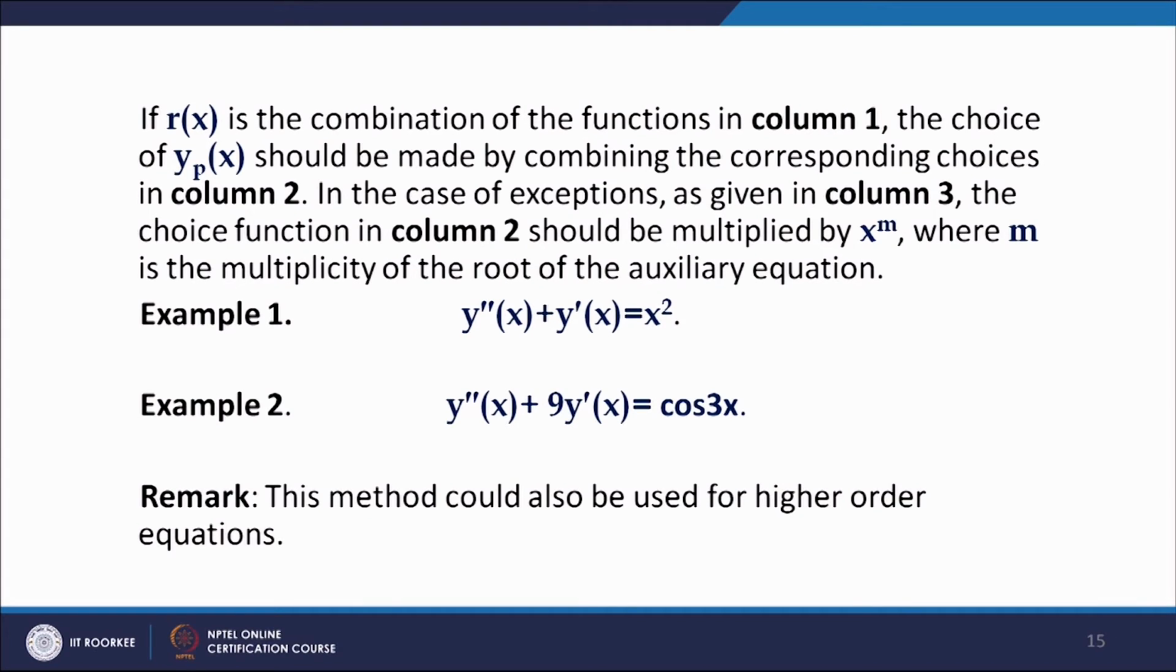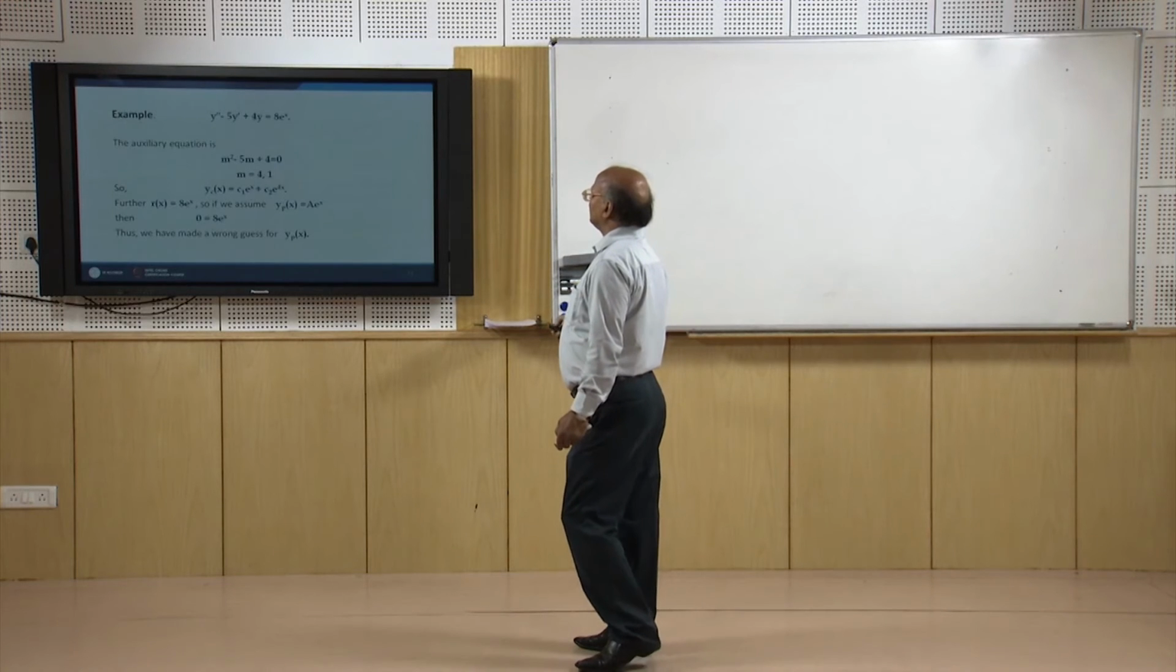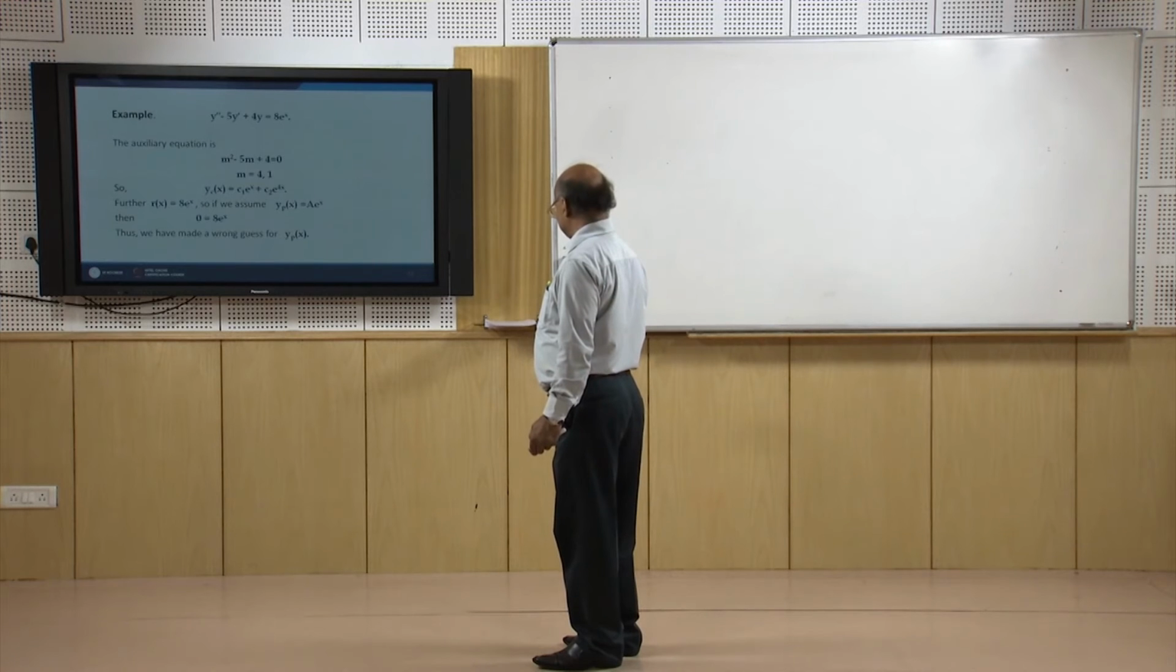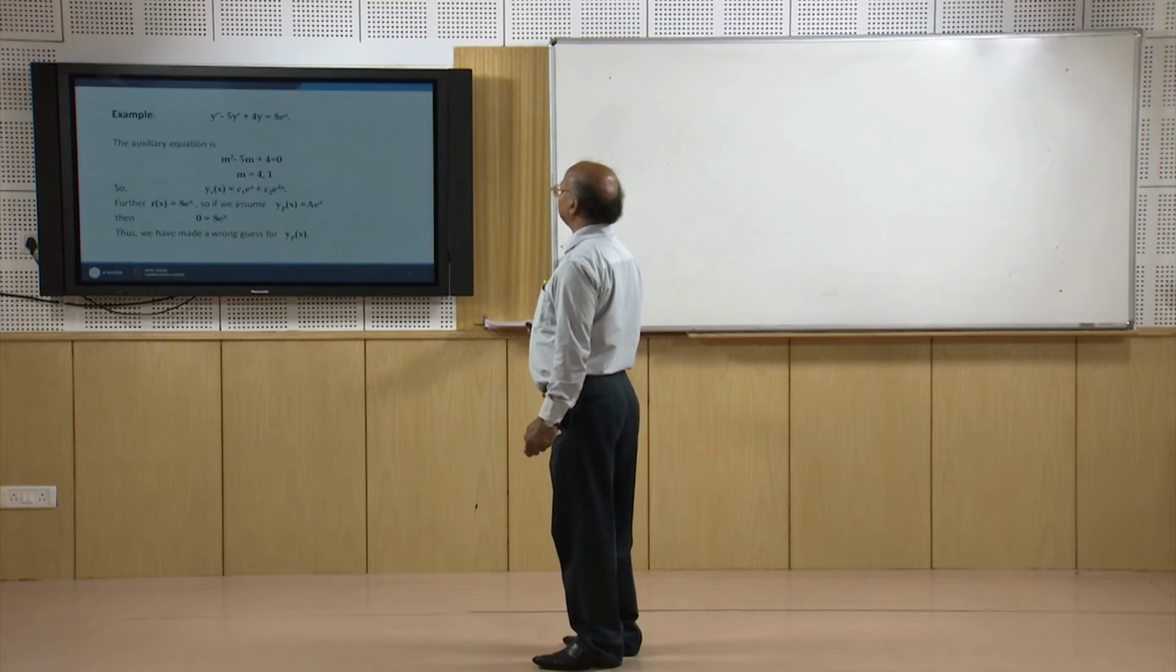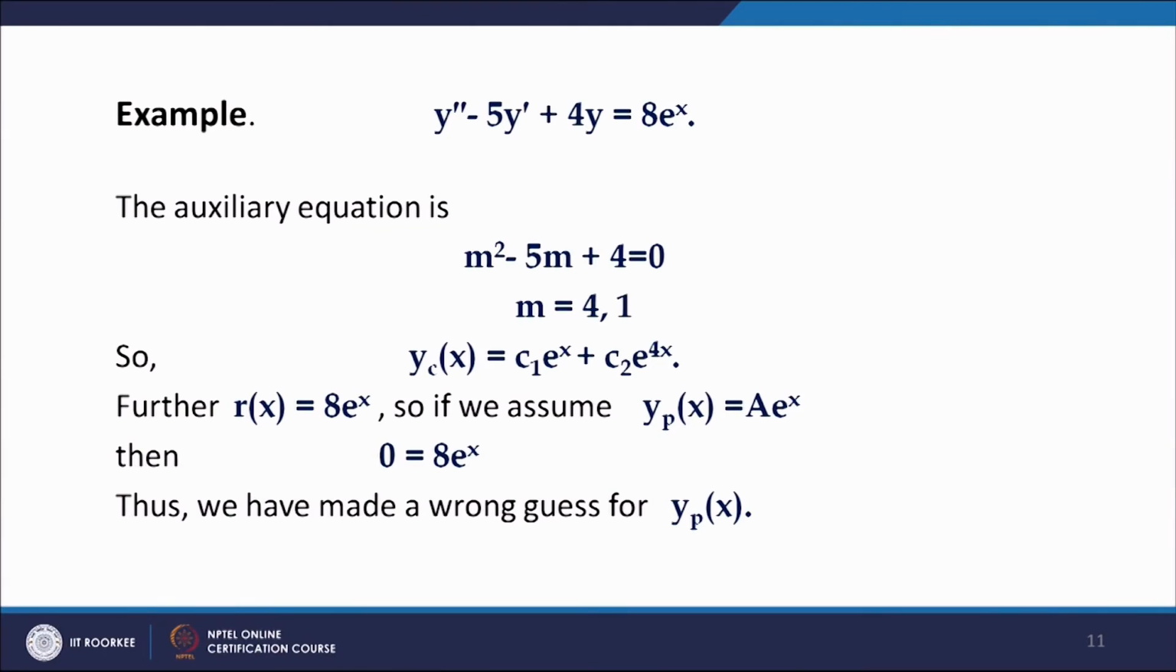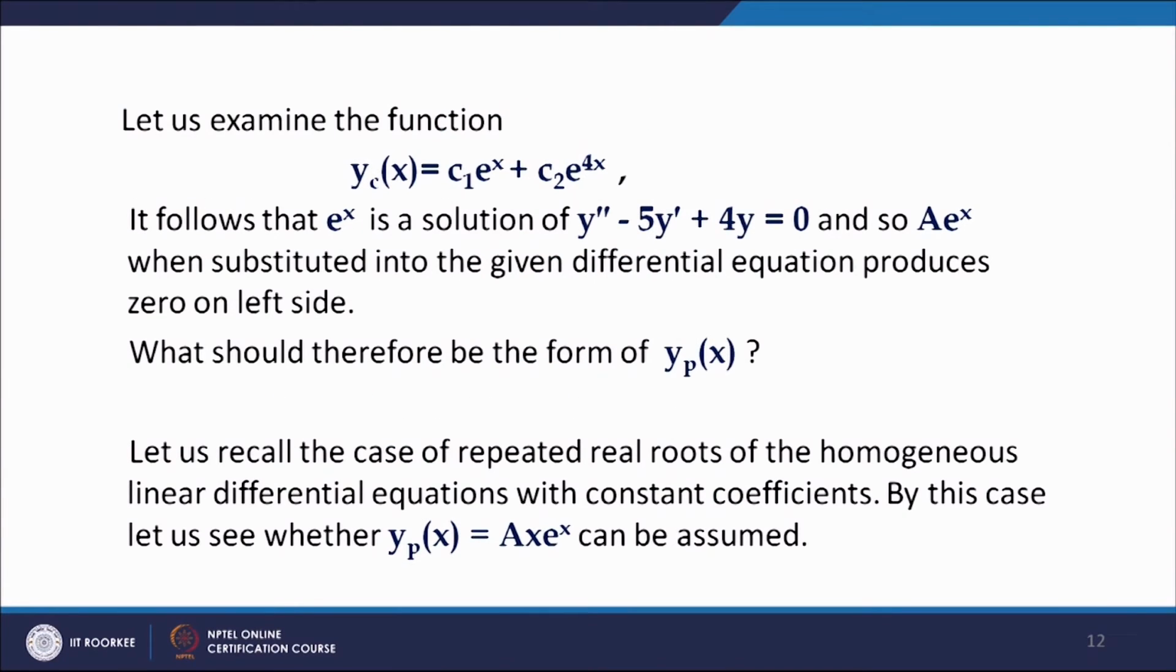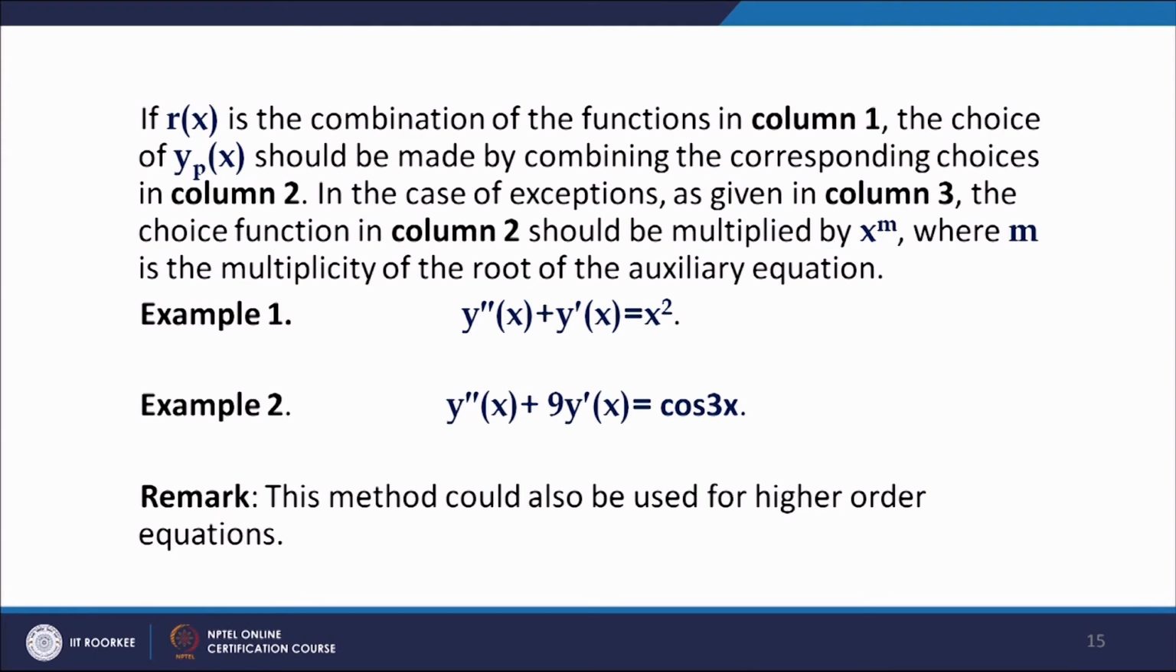Let us see. Now we have seen that p equal to 1 was the root of the auxiliary equation here, and it occurred once, its multiplicity is 1, so we had to multiply e to the power x by x. We had to assume yp(x) equal to a times x into e to the power x. So in the case of exceptions as given in column 3, the choice function in column 2 should be multiplied by x to the power m, where m is the multiplicity of the root of the auxiliary equation.